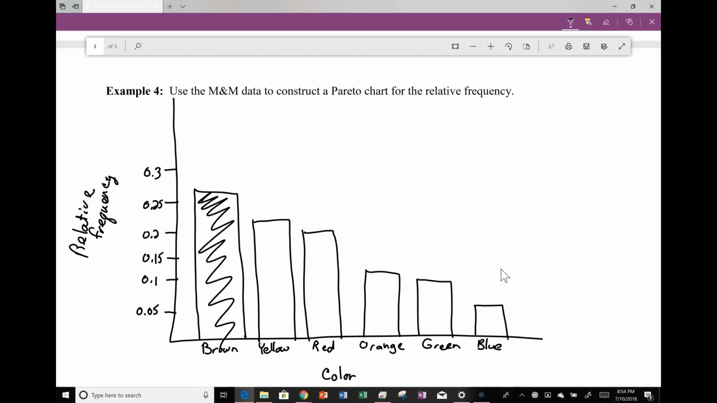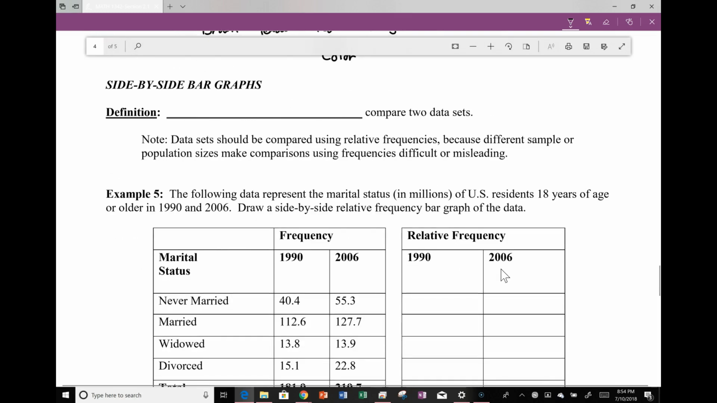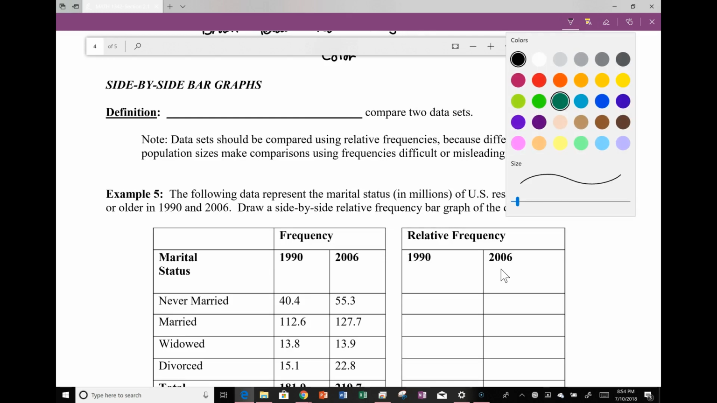Another type of bar graph that we're looking at is called a side-by-side bar graph. A side-by-side bar graph compares two data sets.